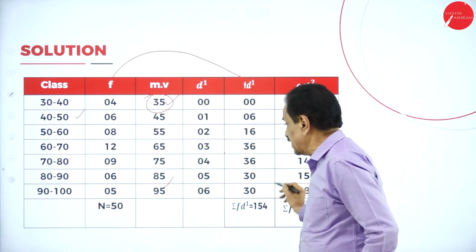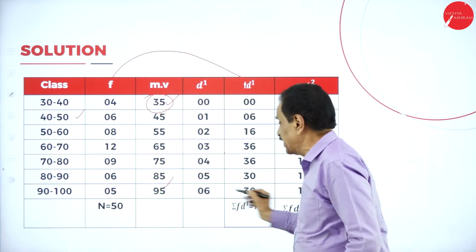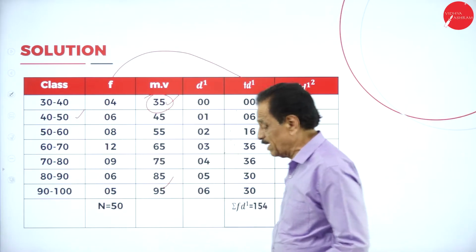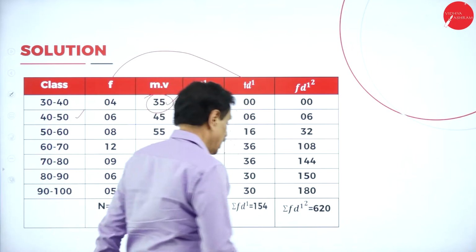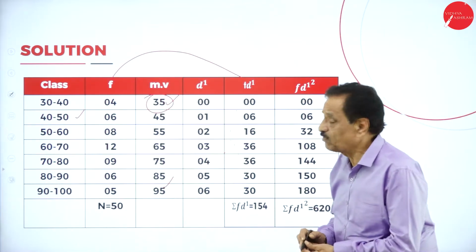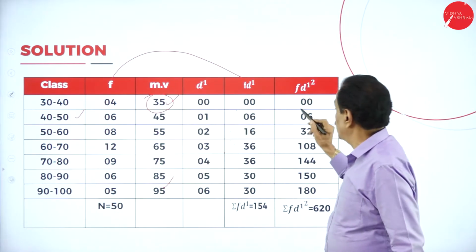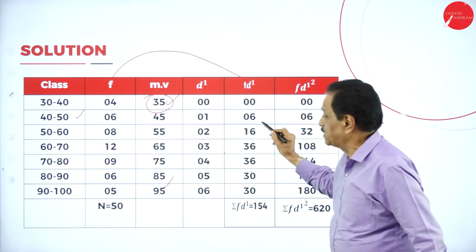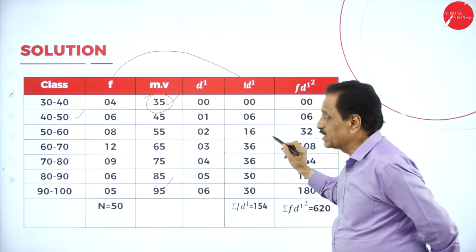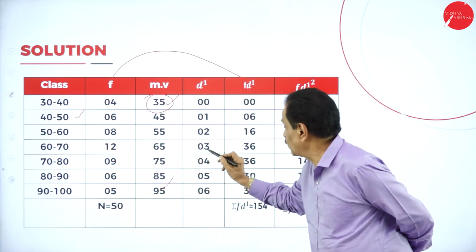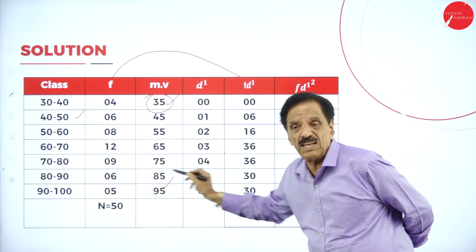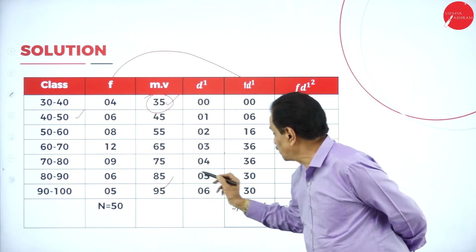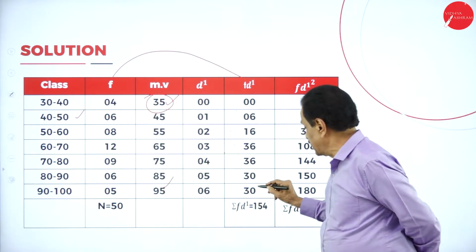9 4s are 36, 6 5s are 30, 5 6s are 30. See that? Once again, I will show you the figure. 4 into 0 is 0, 6 1s are 6, 8 2s are 16, 12 3s are 36, 9 4s are 36, 6 5s are 30, 5 6s are 30.